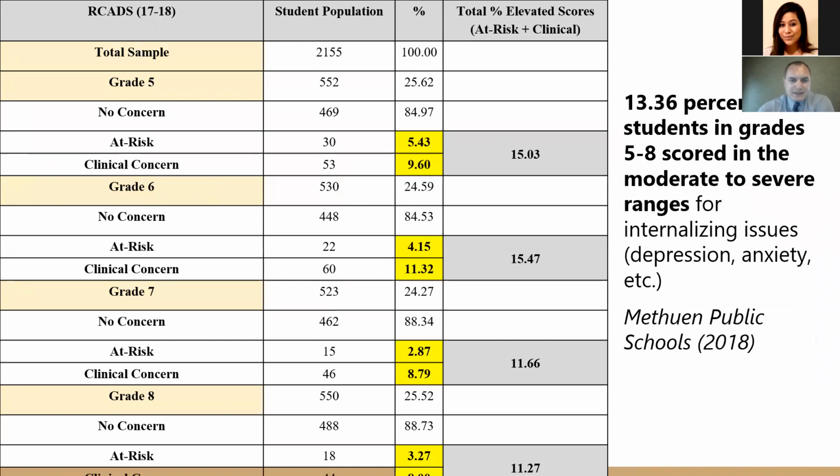This in particular was something that very much turned heads in our district when we were able to say that in grades 5 through 8, 13.36% of students scored in the moderate to severe range. That's the kind of data that allows us to put this at the forefront of what people think we need. It makes school mental health in particular something that is seen as incredibly valuable and necessary. Next slide.